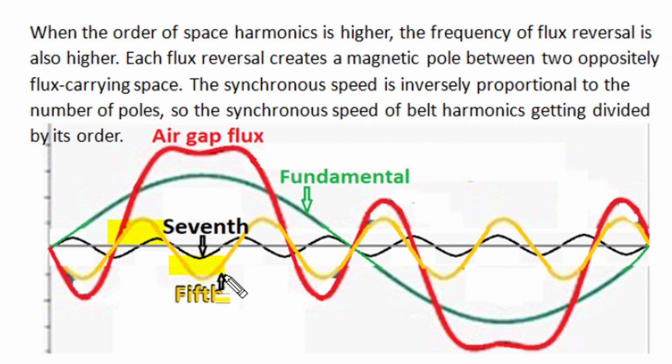Each flux reversal creates magnetic poles between two oppositely directed flux spaces, and when the order of the space harmonic is higher, as the order 7 of the 7th harmonic is higher than the order of the 5th harmonic, the flux reversal number is also higher, so they represent a higher number of poles. So the 5th harmonic has 5 times the number of poles as compared to the fundamental, and the 7th harmonic has 7 times the pole number. And the rotating magnetic field of a 3-phase winding has a synchronous rotating speed, and that speed is inversely proportional to pole number. So we can say the synchronous speed of a harmonic flux wave is obtained by dividing the fundamental synchronous speed by the order of the harmonic.